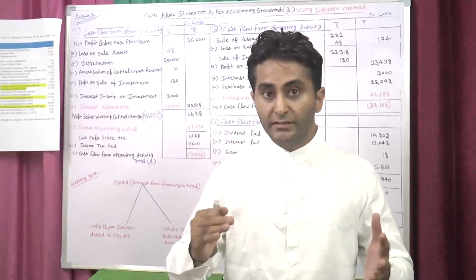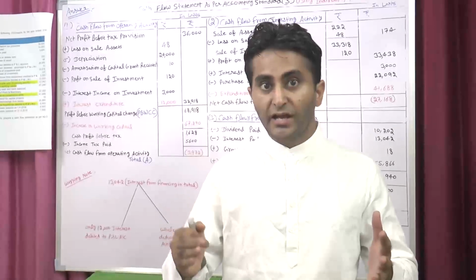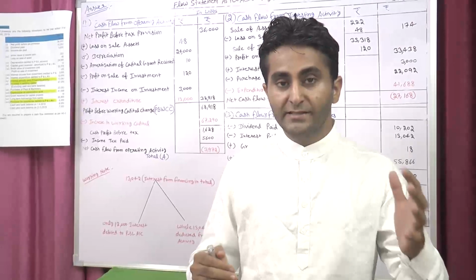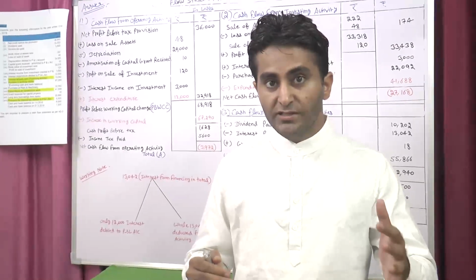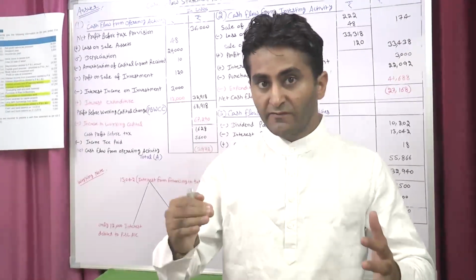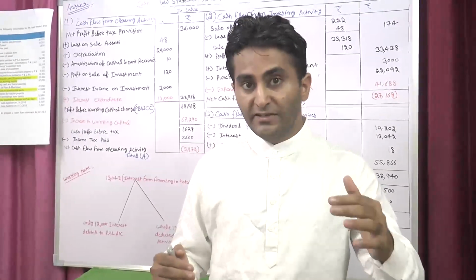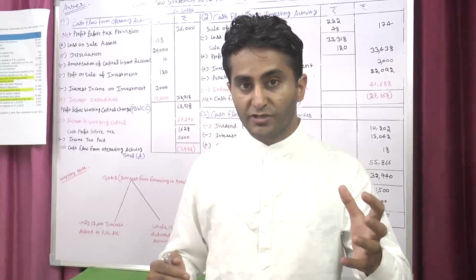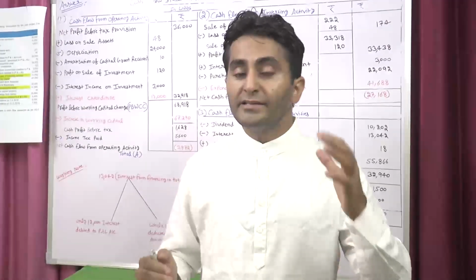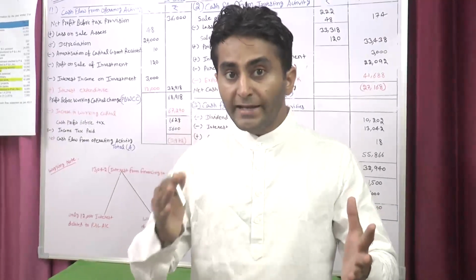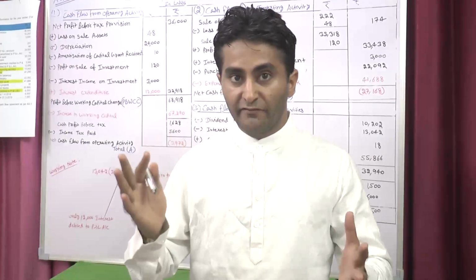Accounting Standard 3 accounts for the information about changes in cash and cash equivalents of a business entity. Such information is disclosed in the cash flow statement. So Accounting Standard 3 specifies how to prepare a cash flow statement. It doesn't mandate its preparation. Who should prepare a cash flow statement? It can be voluntarily prepared by anyone.